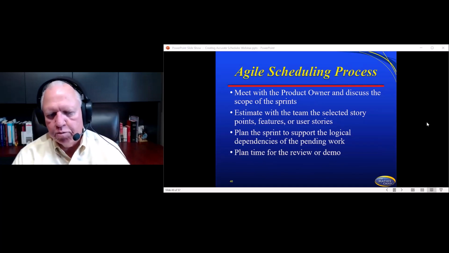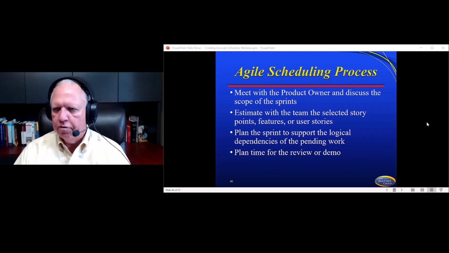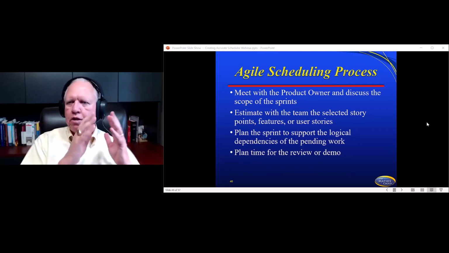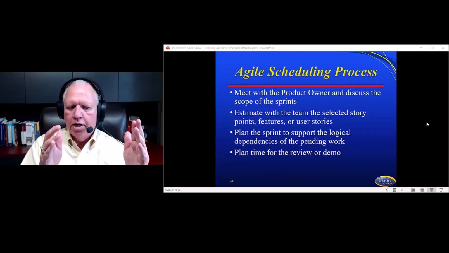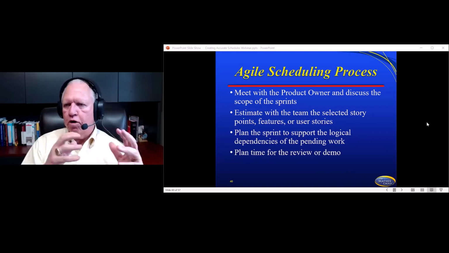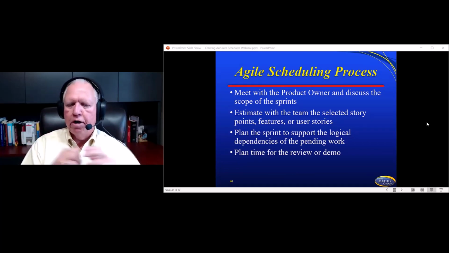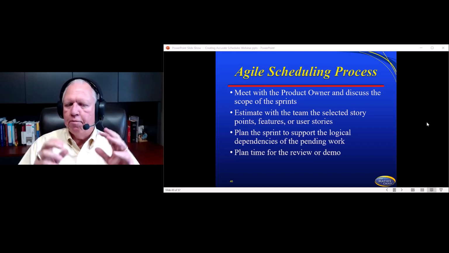So, the Agile scheduling process. You meet with the product owner, you discuss the scope of the sprints. Now, you're not discussing every sprint that you're going to do. You're discussing the main sprint that you're getting ready to start within a few days that's going to last, let's say, 4 weeks long. You estimate with the team the selected story points, features, user stories, however you're counting it, what's going to go in there, and then the team is going to give a lot of input on this. They're not inheriting that estimate most of the time. And so then you plan the sprint, and then you plan the time to do a review.